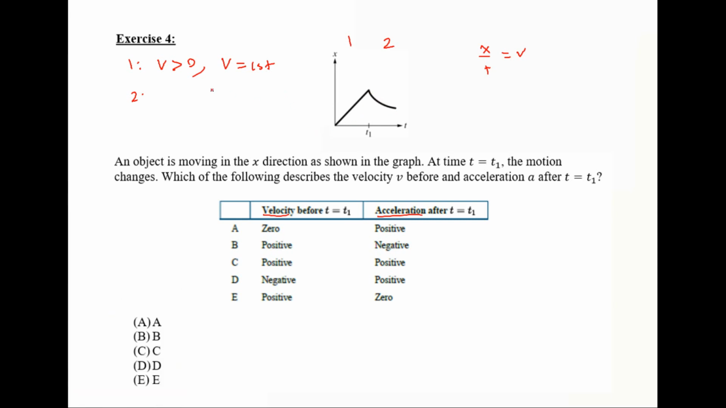the position is decreasing, which means velocity is negative. However, if you draw tangents at different points, we're going to notice that the slope is trying to rotate in this manner, which means that v is increasing. But if v is increasing, which means that the acceleration is positive. So velocity is positive, acceleration is positive, and by that the correct answer would be C.